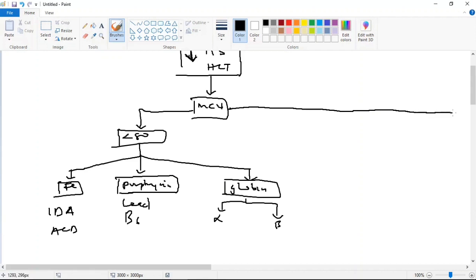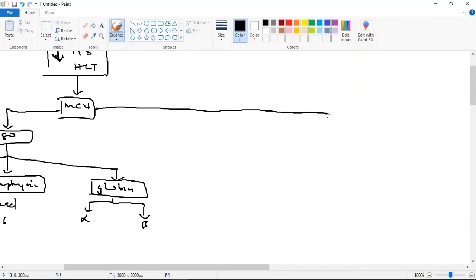Normocytic. If I check the MCV, there's an image, I check the MCV and the MCV is normal, 80 to 100. There are three possible mechanisms here for normocytic anemia.